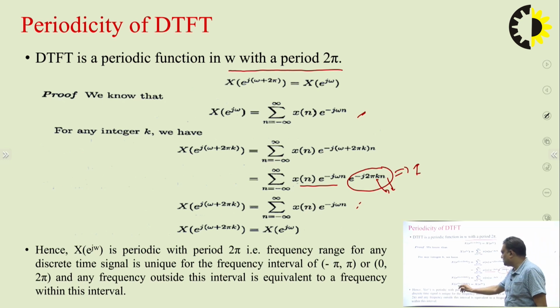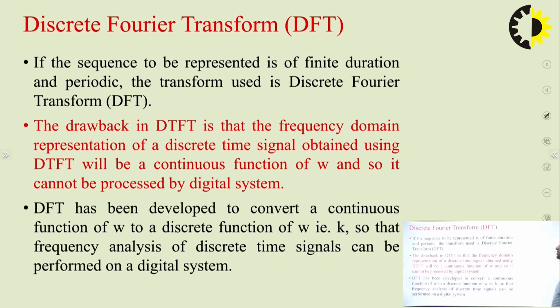So we can see X(e to the power j omega plus 2 pi k) equals X(e to the power j omega). It means it is periodic with period 2 pi, and that frequency interval will be 0 to 2 pi or minus pi to pi. Now we come to the discrete Fourier transform.